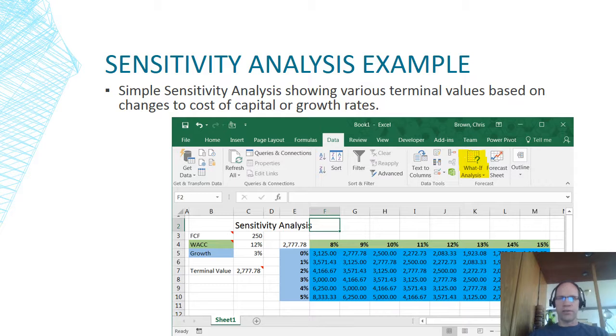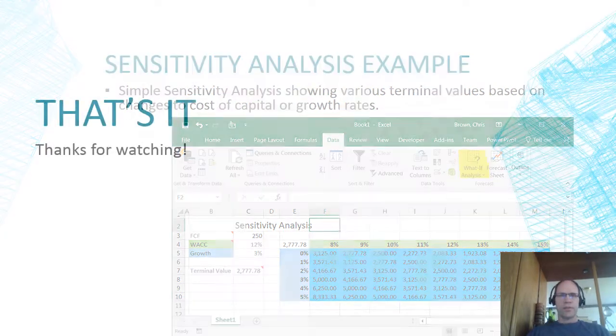And that's really what a sensitivity analysis is supposed to show: what if this variable changes here, how does that impact the dependent variable? It really doesn't get any more complicated than that. So hopefully that's helped you understand what sensitivity analysis is.